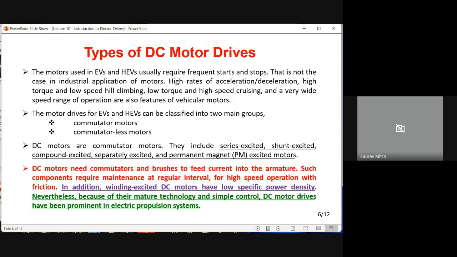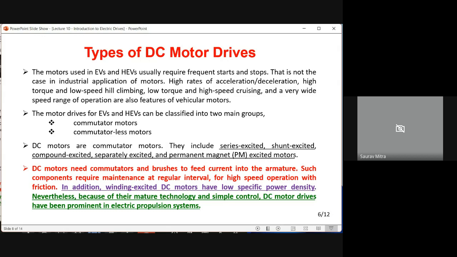A DC motor needs a commutator and brushes to feed the current into the armature, because Fleming's left hand rule says a current carrying conductor should be placed in a magnetic field, and only then will a movement or rotation be generated. So there are two input requirements: the conductor should carry current, and the conductor should be placed in a magnetic field, and that magnetic field is created by the same electrical source which is supplying the current to the armature.